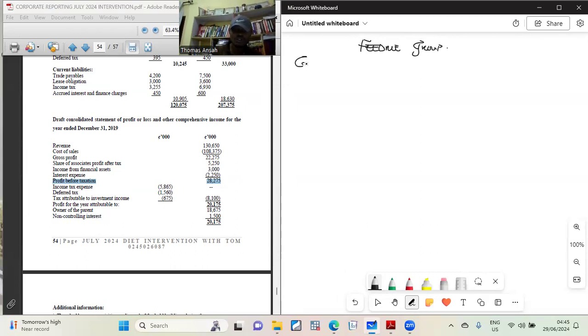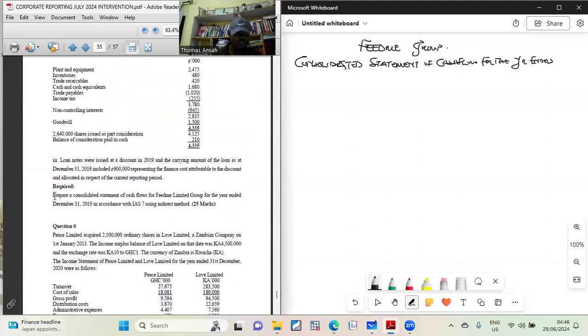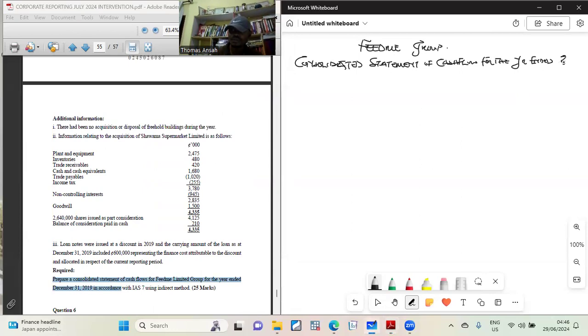Now in Feed Me Group, you are preparing consolidated statements of cash flow for the year ended. So we check our requirements again for the year ended. So what do we have? For the year ended 31st December 2019. All right, so we put in our currency signs.